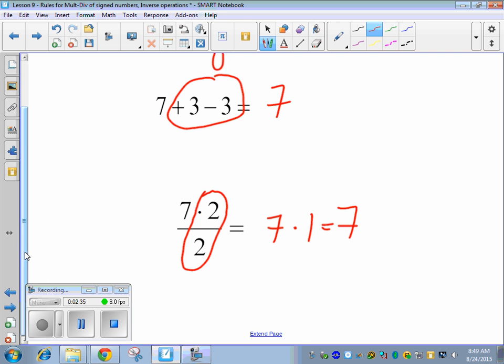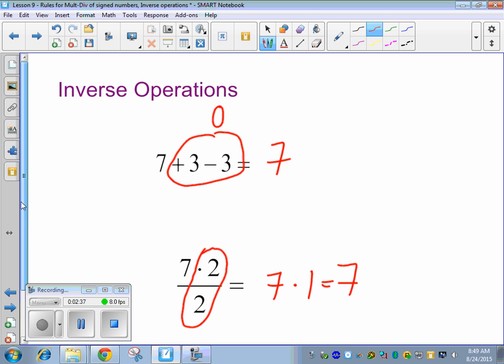So they both sort of have cancellation going on, but for different reasons. When we have plus 3 minus 3, we get 0, but anything plus 0 is just itself. 2 divided by 2, we get 1, and anything times 1 is just going to be itself.